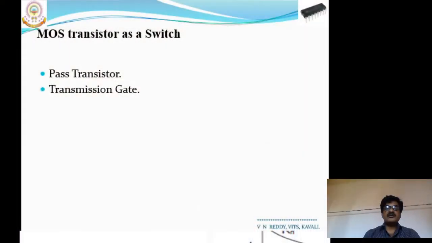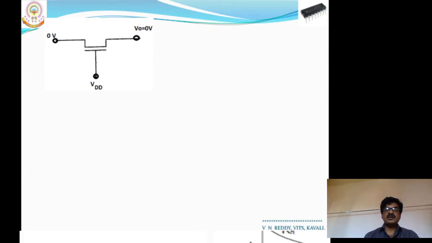Now, with reference to the switching action of a MOS transistor, there are two concepts we have. One is pass transistor logic and another one is transmission gate. In the pass transistor logic case, a simple MOS transistor works as a switch. Already we have seen that the threshold voltage decides: comparing the voltage applied at the gate with the threshold voltage of the MOS transistor, we can determine whether the transistor is in the on state or off state.